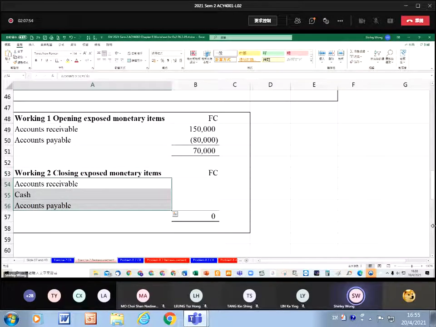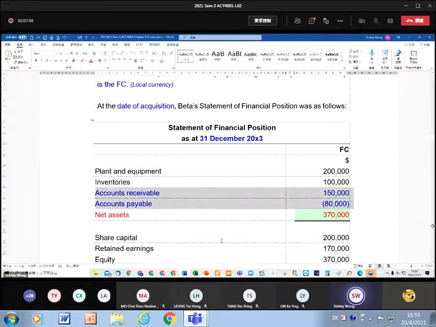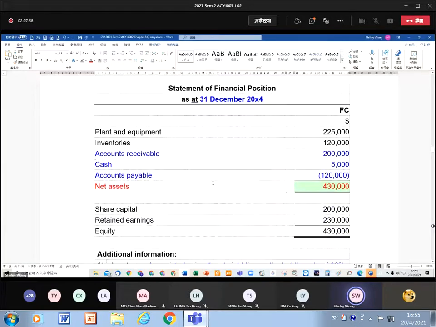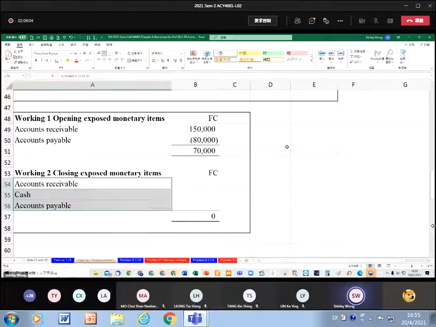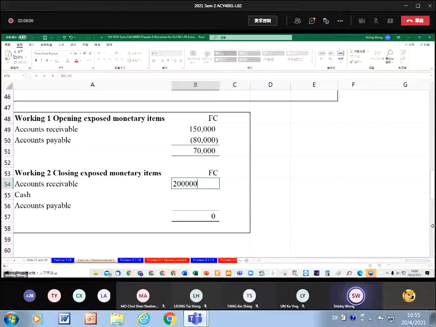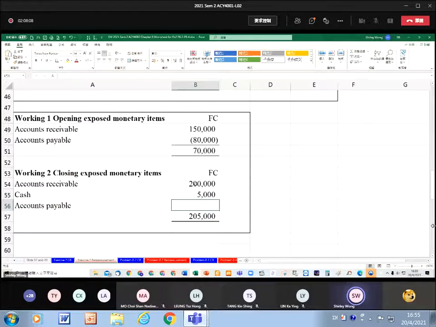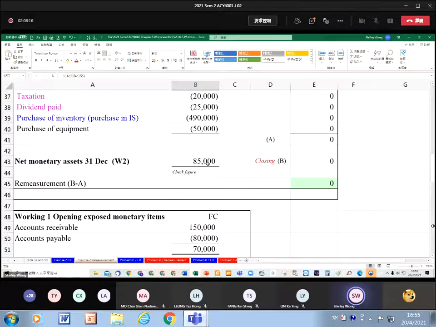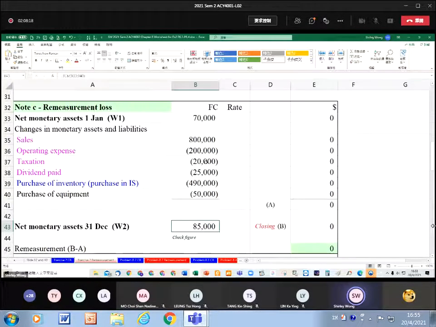For the closing monetary item, we go to the statement of financial position at year-end day. Remember, these 3 items are the monetary asset and monetary liability. We copy it, 200,000, 5,000, and 120,000. So it equals 85,000. Then we get this amount, 70,000, and then until the 85,000. Right, so we got these figures.